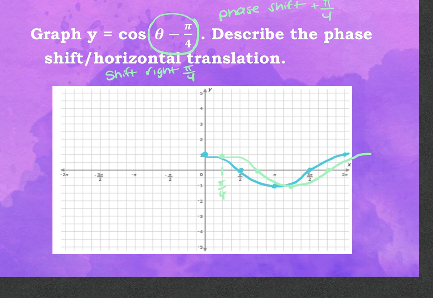Again, if you're looking for exact points, you would have to figure out pi over 4. I would add pi over 4 to each of those key points. If you're just trying to match it with a multiple choice question, you should be able to identify it by just figuring out where the start of that sine curve or cosine curve begins.